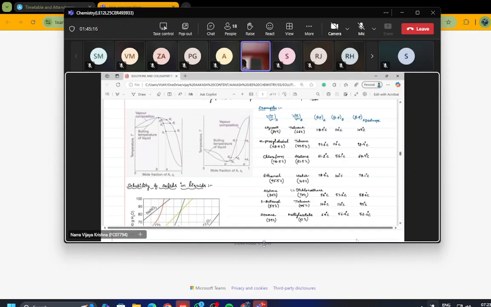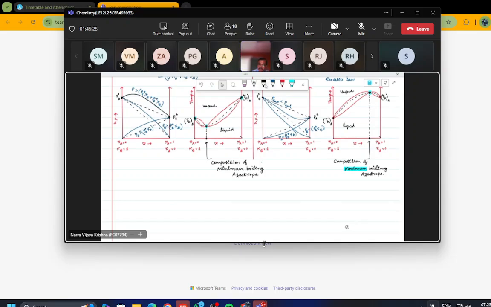If I increase the temperature, all that liquid will convert to vapor only. Observe this point. What does this point indicate? At this point, liquid and vapor both have the same composition. So after reaching this point, whatever temperature I apply, the total liquid is converted into vapor, but the percentage of liquid and percentage of vapor remain the same. Mole fraction of A in liquid and in vapor, mole fraction of B in liquid and in vapor, both are the same. Then how am I going to separate them?